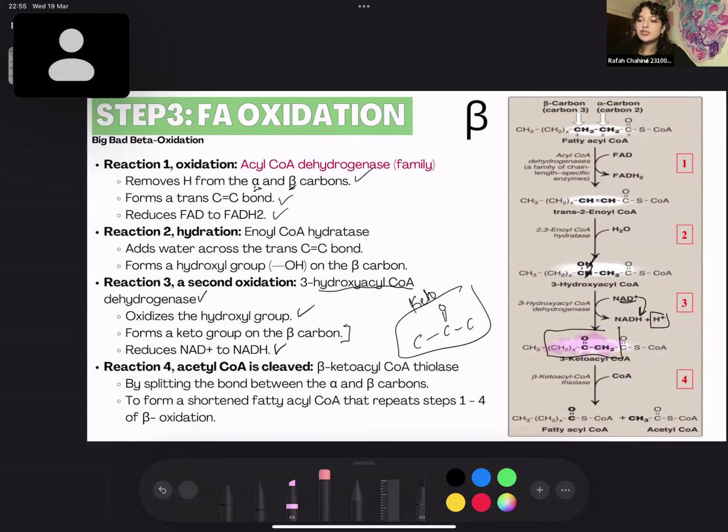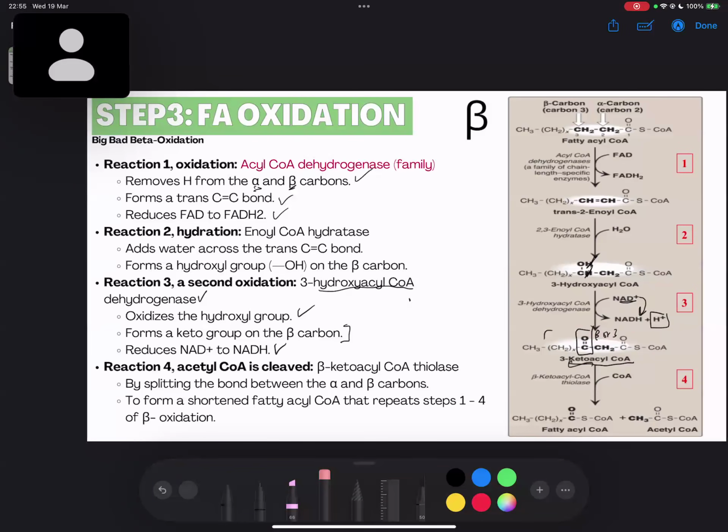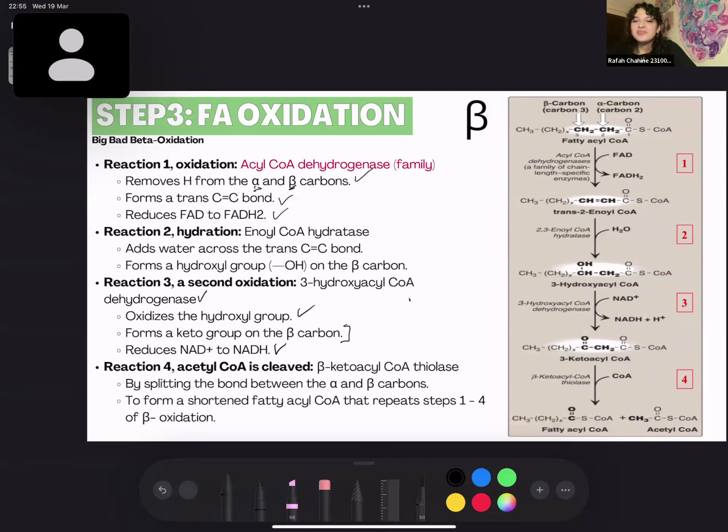So after reaction 3, what it gives me is 3-keto-acyl-CoA. Why is it 3? Because the keto group is mainly surrounded by or on the beta or the third carbon. Keto because it's a keto group. Acyl-CoA because it's an acyl-CoA. Is reaction number 3 clear? Clear. Okay. Thank God.